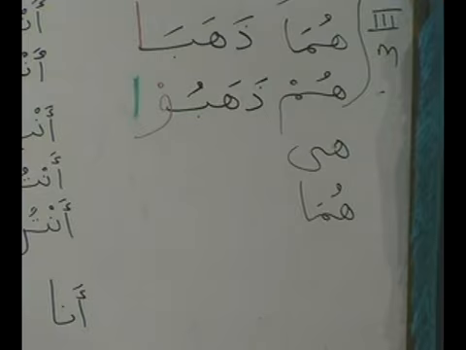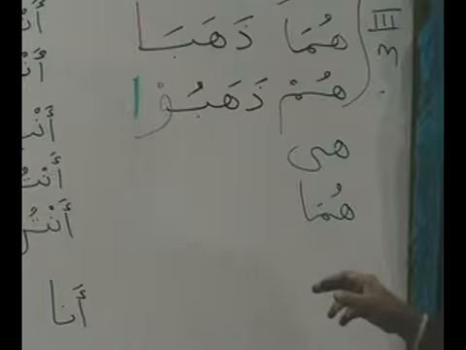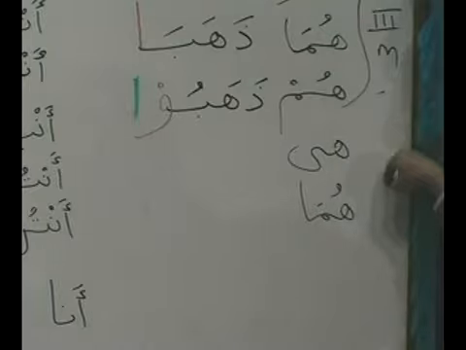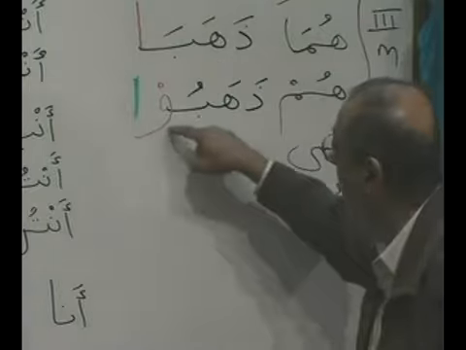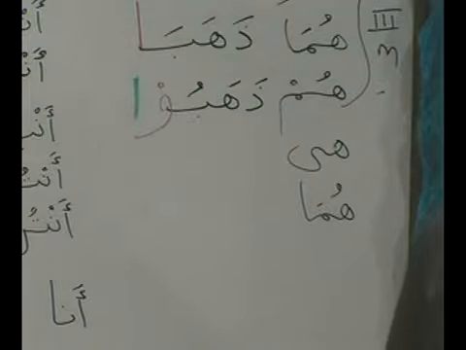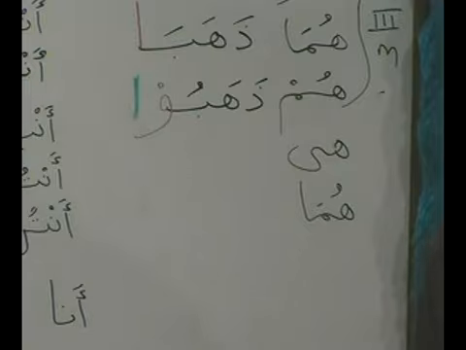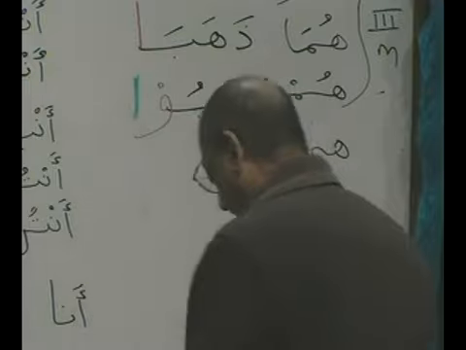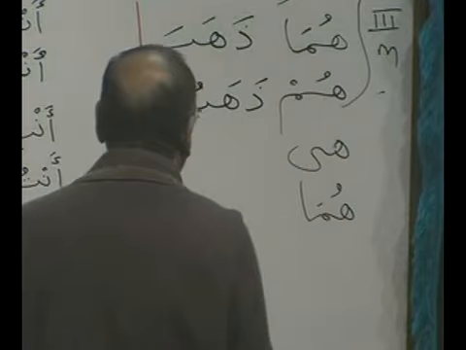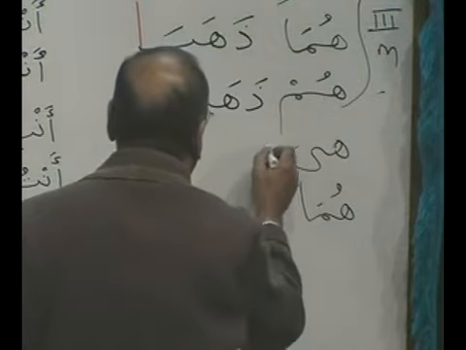Where is the fa'il? Waw. Where is the fi'l? Zahabu. Without waw, zahabu. Where is the fa'il? Waw. Now remember, these are pronouns, and these I'm putting are also pronouns. Because alif is equal to huma and waw is equal to hum. Okay. Now, I say zahaba.